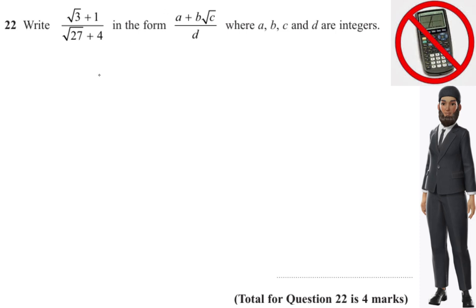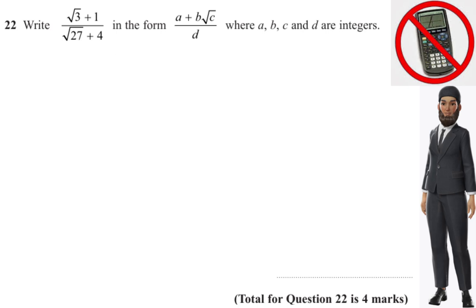It says write (root 3 plus 1) all over (root 27 plus 4) in the form of (a plus b root c) all over d, where a, b, c and d are integers. Right, where do we start then? Okay, let's start with this. Let's tidy up the denominator.